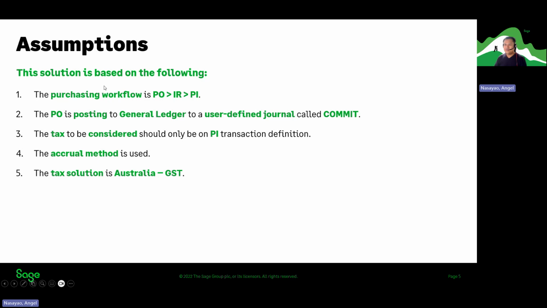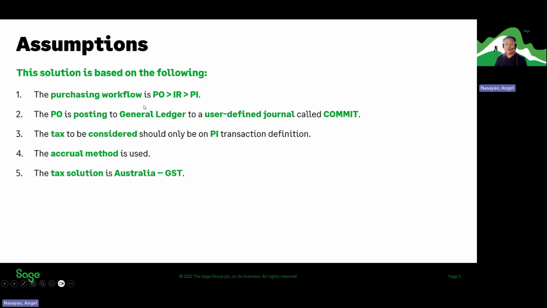And we have some assumptions in here. Firstly, the purchasing workflow is from a purchase order, then to item receipt, then to purchase invoice, while the purchase order is posting to the general ledger using a user-defined journal called commit. So there can be a requirement wherein a commitment book is required to store information as early as purchase order, but essentially that will be canceled once you process an item receipt or purchase invoice, depending on your workflow.